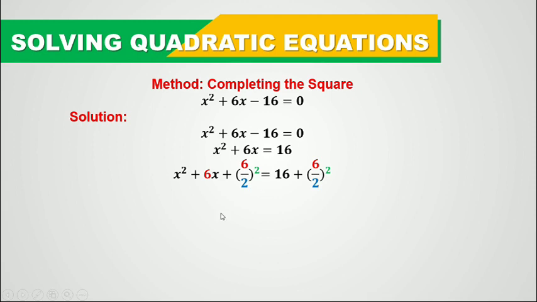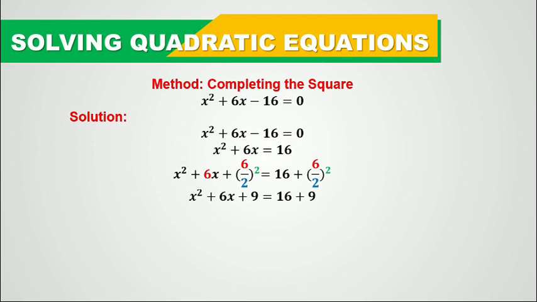So this becomes x squared plus 6x plus 9. Why 9? Because 6 divided by 2 is 3, and then squaring it becomes 9. So we add 9 here as well as here. The constant that you're going to add to the left side should also be added to the right side of the equation to maintain the equality.